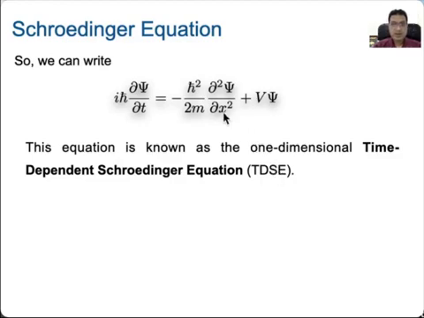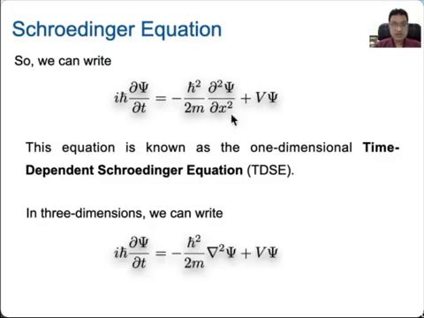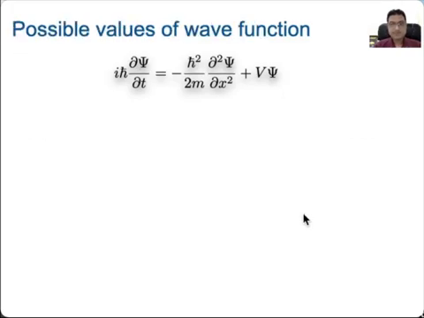Okay, and note that here only one coordinate of your spatial variable is involved, so this is what we can call a one-dimensional time dependent Schrodinger equation. In 3 dimensions, we can replace d2 over dx2 by d2 over dx2 plus d2 over dy2 plus d2 over dz2. So this will be your Laplacian operator. Okay, so this is the Schrodinger equation for a particle in 3 dimensions in the presence of some external force or in the presence of some potential.